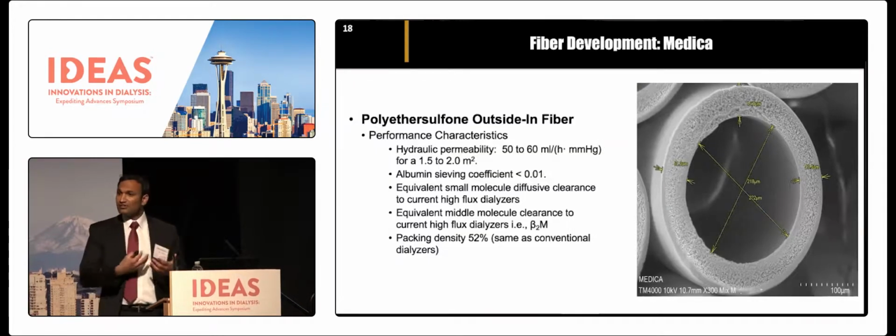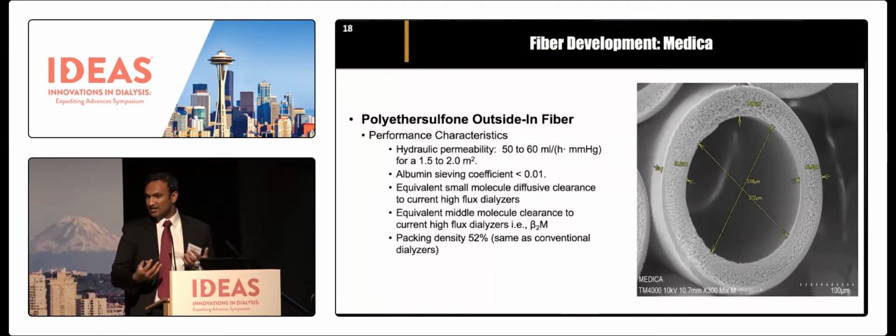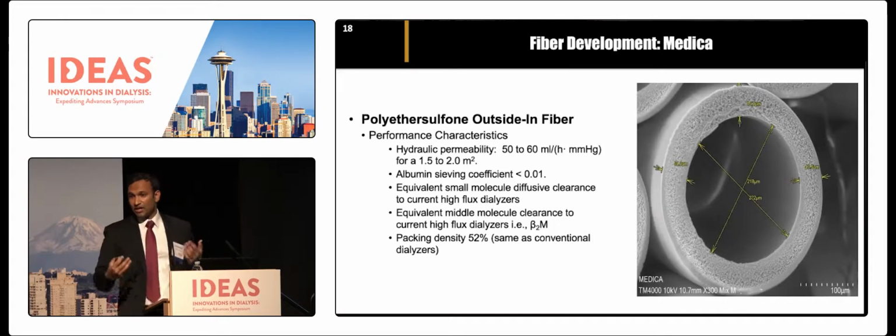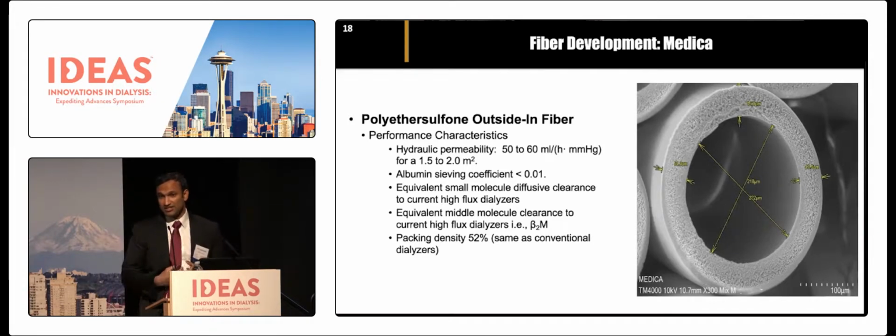There are still some engineering challenges that need to be overcome, but they've done some characterization, like the membrane permeability, and figured out the sieving coefficient for different compounds like albumin. They found that for low molecular weight compounds, you get very similar clearance rates as you do in the other configuration.